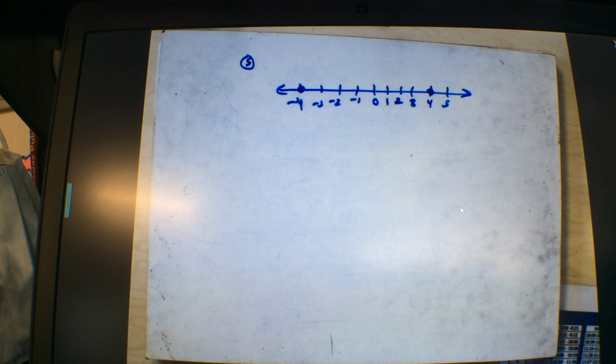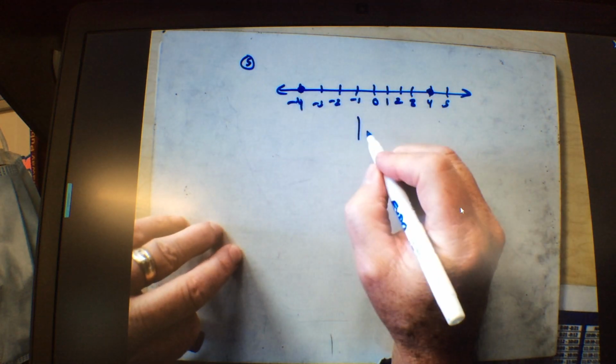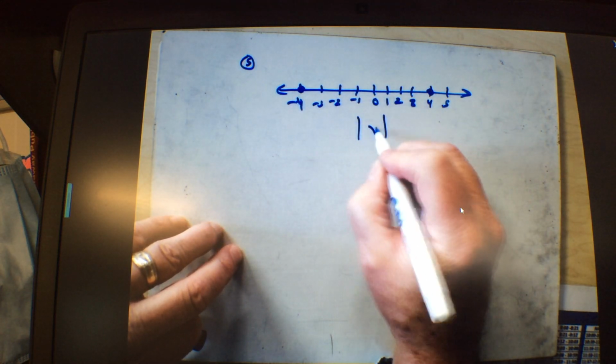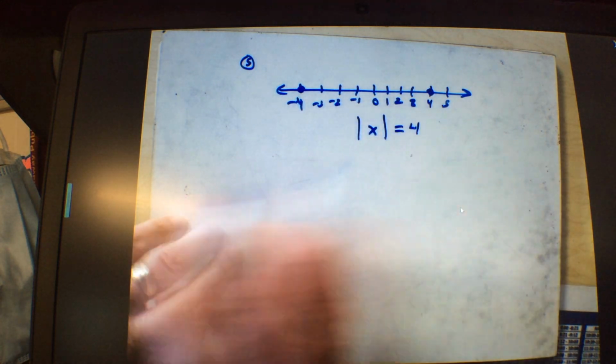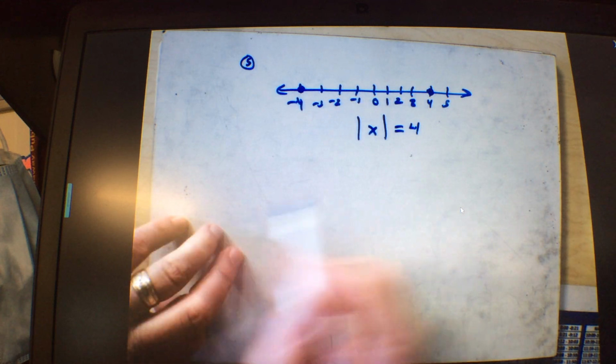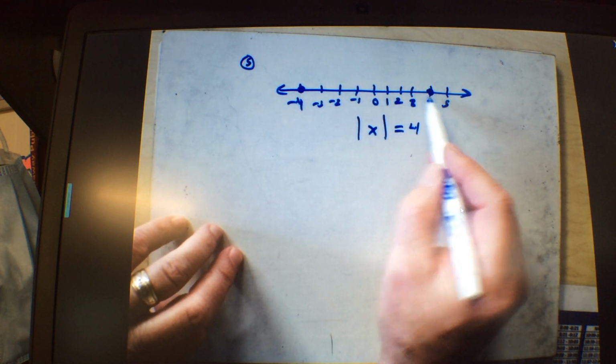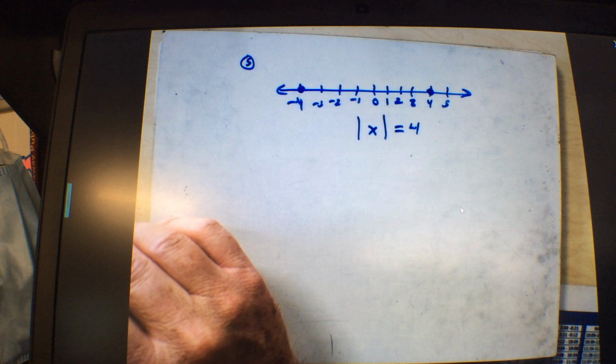Your brain didn't hurt before, it hurts now, right? Is it absolute value? It's what? Is it the absolute value of x equals 4? That is correct. Because 0's in the middle, and it's 4 away here and 4 away there, right?